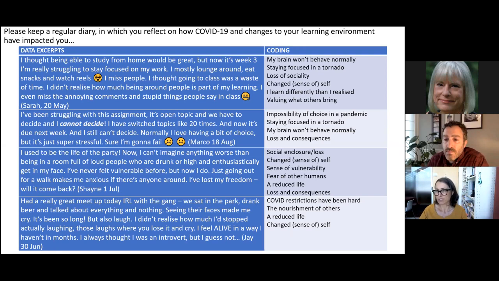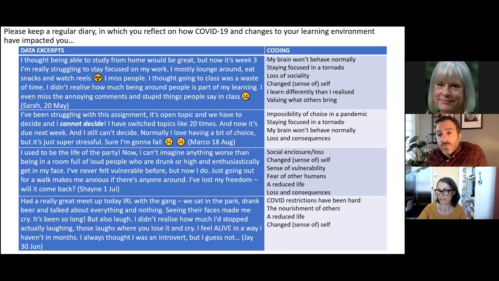So one of the codes that I came up with, I called Staying Focused in a Tornado. It captures the data in the sense that people were writing in these diary entries about difficulty focusing, but actually conceptualizing a kind of chaotic world that COVID had produced for many of us.